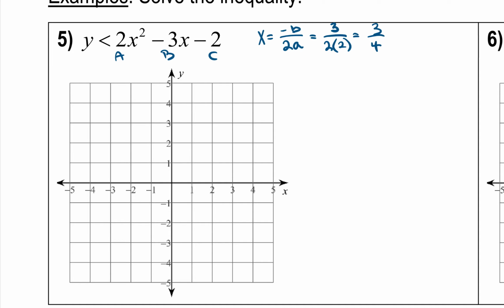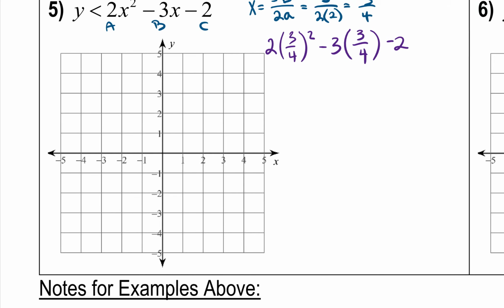So I'm using my equation here. So I'm going to have 2 times 3/4 squared minus 3 times 3/4 minus 2. And I know this one has a fraction. Again, I try to avoid fractions as much as possible. Sometimes it's very difficult to do so, but we're doing them in here in the notes, so that way at least you see how to do it. And again, it just takes practice.